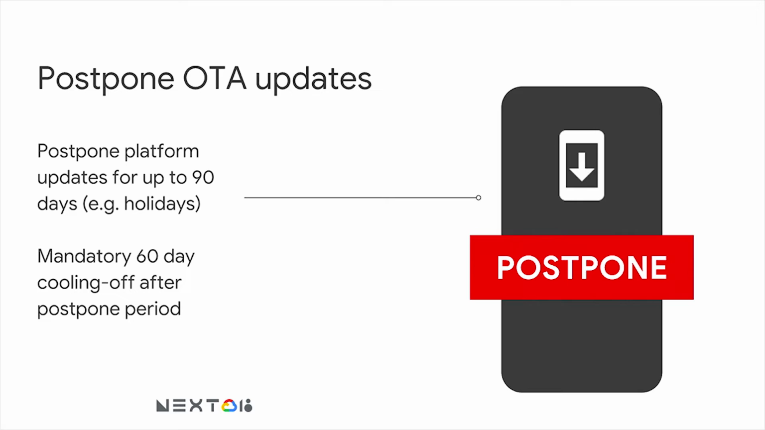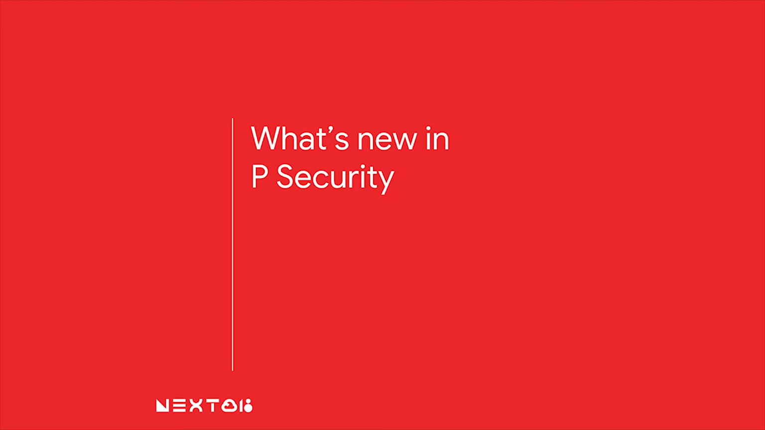In that time, any OTA updates that have been postponed or frozen out would be pushed down to the device and applied. So this avoids a situation where an admin indefinitely locks out a device. That's a state we don't particularly want to be in. And then all the new features, all the new security updates that come as part of the platform update, will be applied during this cooling off period.